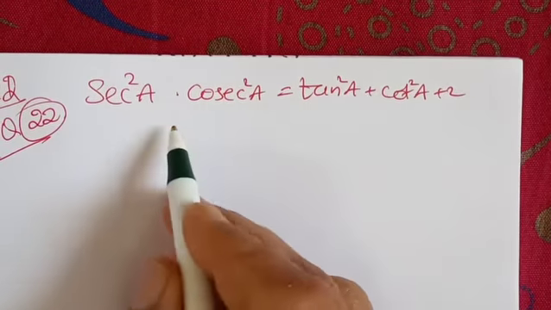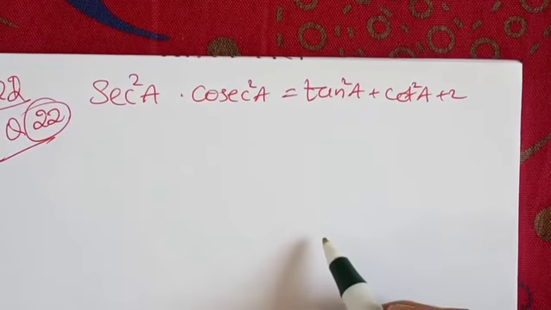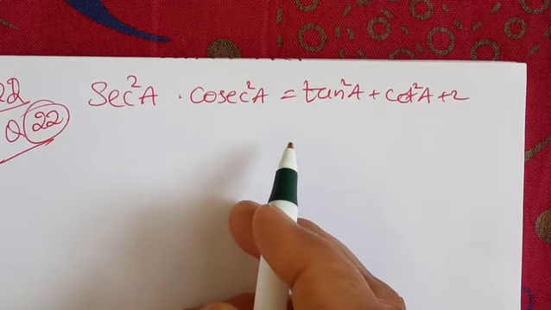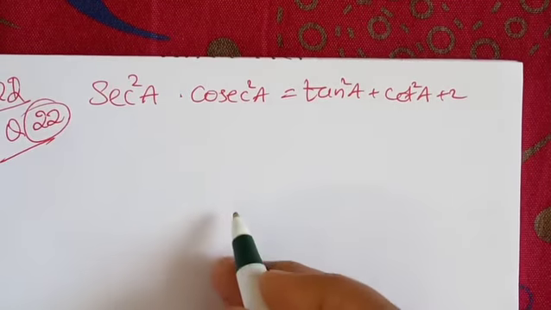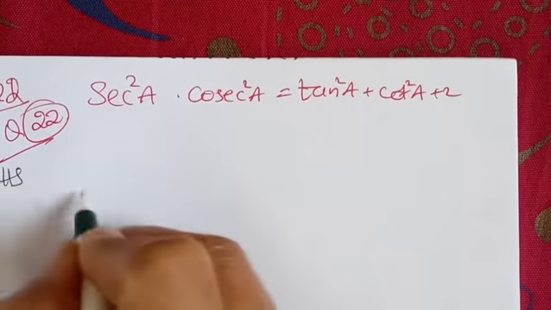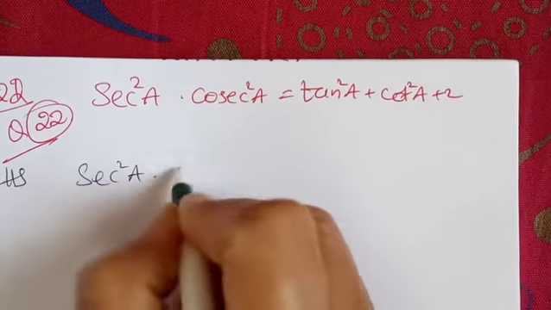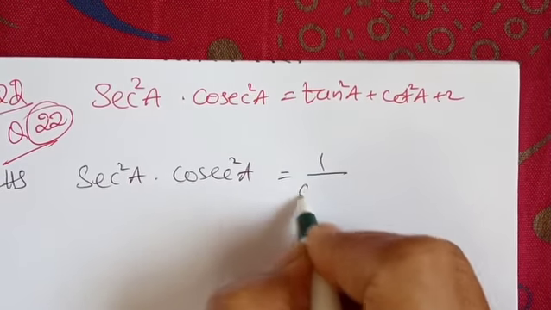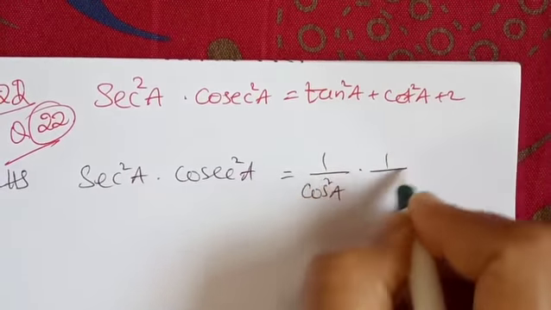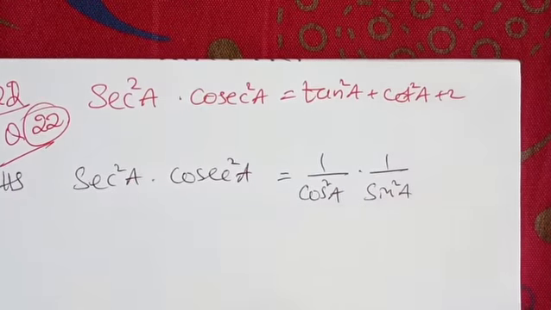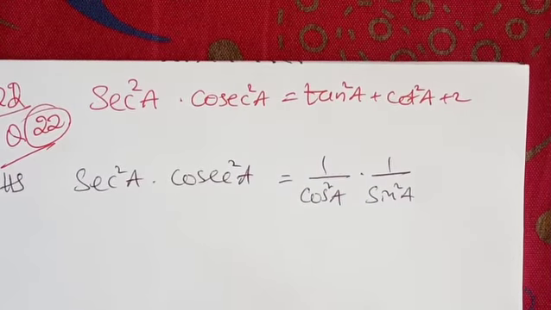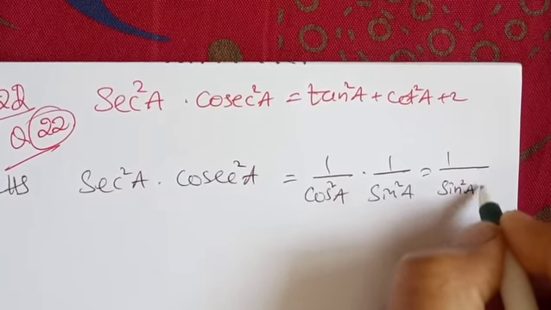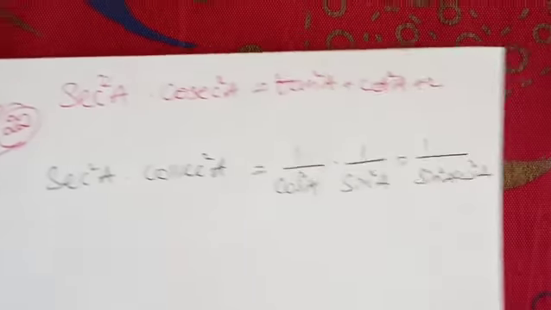But now in this we will prove LHS once and RHS once, and check whether both answers are equal or not. If they are equal, this method is also applicable. So LHS we will take first: sec square A cosec square A. What is that? 1 by cos square A, 1 by sin square A. Writing in order: 1 by sin square A cos square A.